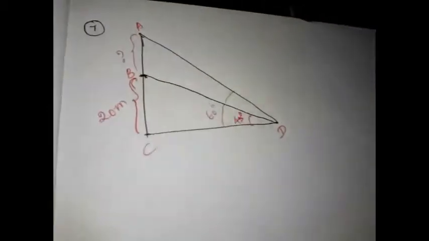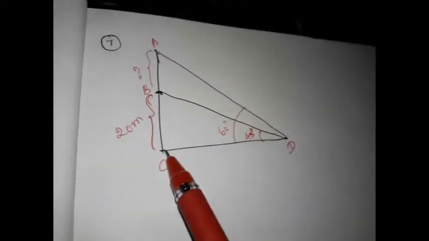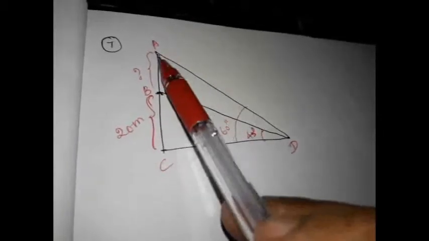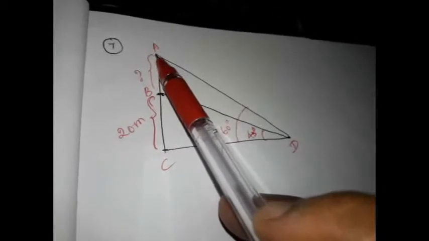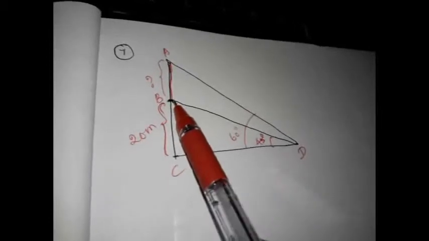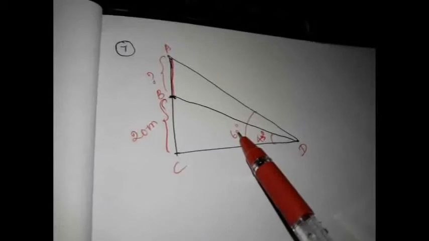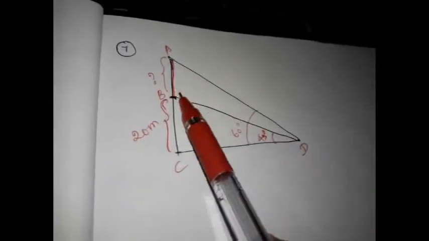Now let us see how we can solve our seventh question. From a point on the ground, the angle of elevation of the bottom and the top of a transmission tower, fixed at the top of a building of 20 meter high, are 45 degree and 60 degree respectively. Find the height of the tower.